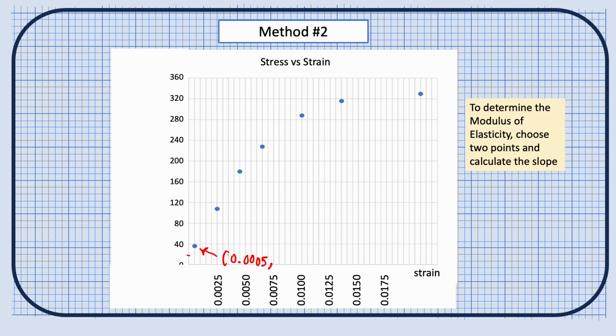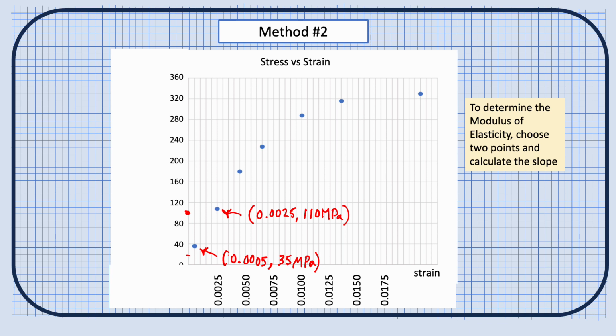See, that would be 20. So I'm going to call it 35 for stress. And then this data point, I'm at 0.0025 for strain. And for stress, let's see, this is about 100, so we'll split the difference and we'll call it 110 megapascals of stress.